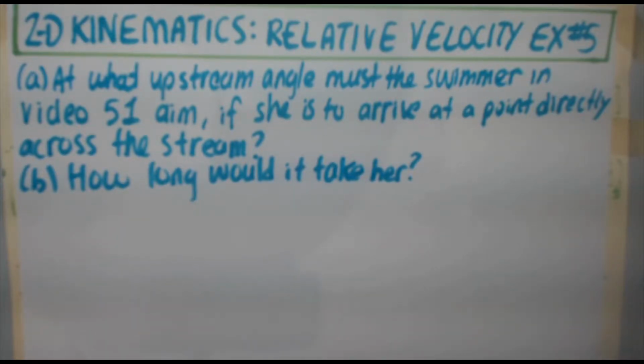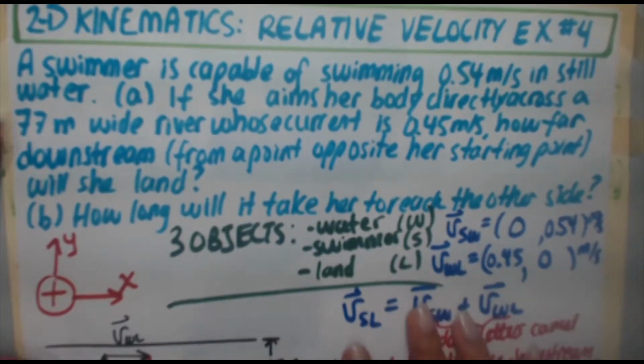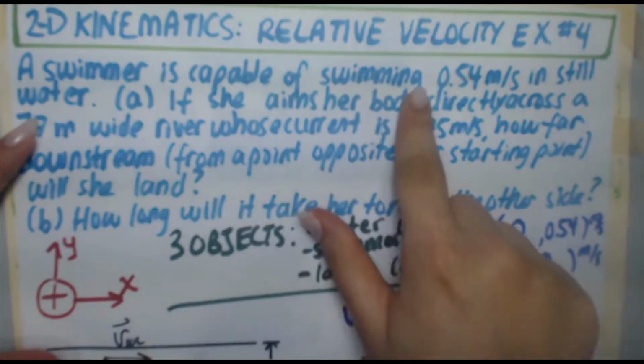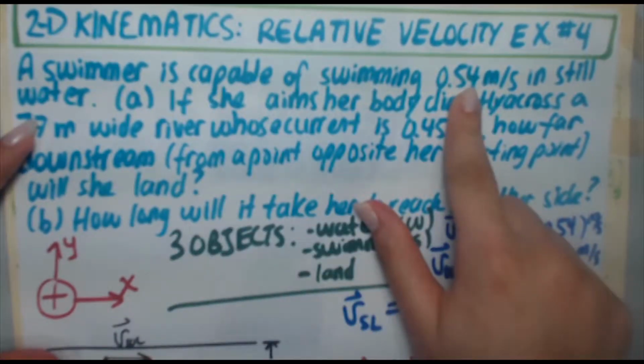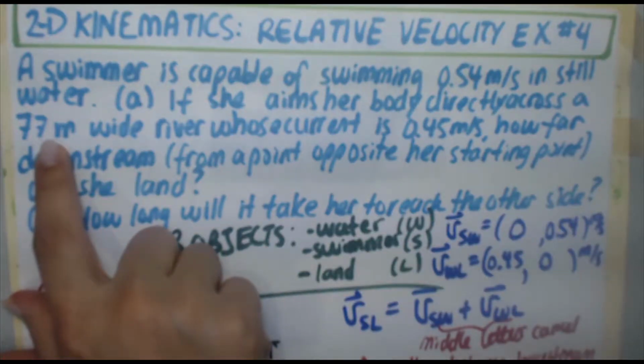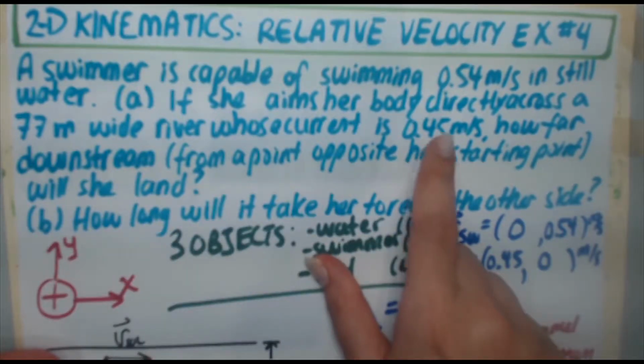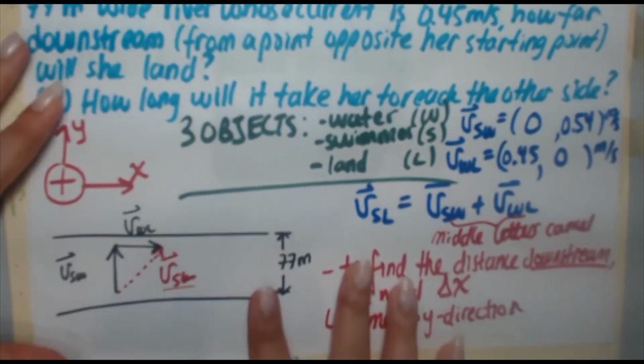So this video is connected to the previous one, number 51, so I'm just going to put that back up on the screen for a moment. In video 51, this was example 4 for relative velocity. We had a swimmer swimming at 0.54 meters per second in still water. The river was 77 meters wide. The current in the river was moving at 0.45 meters per second. And this is what we were dealing with.